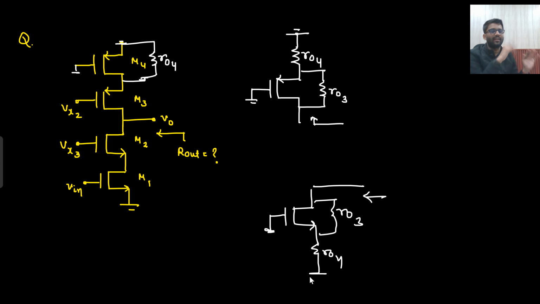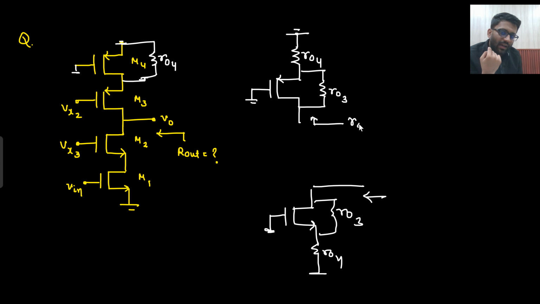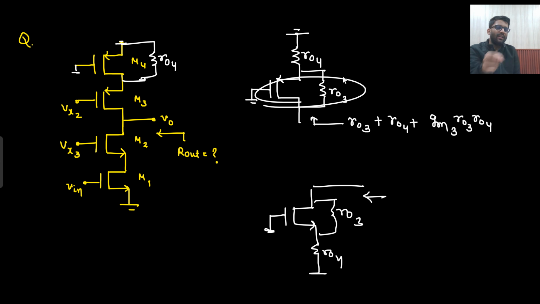This is a standard circuit, and I remember the result. Looking from the drain, this much circuitry can be replaced with R03 plus R04 plus gm3 R03 R04. Say yes or no. gm3 R03 into R04. So the upper circuitry can be replaced with this as the final answer.